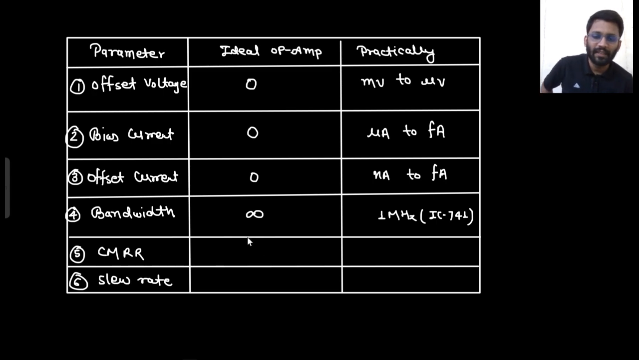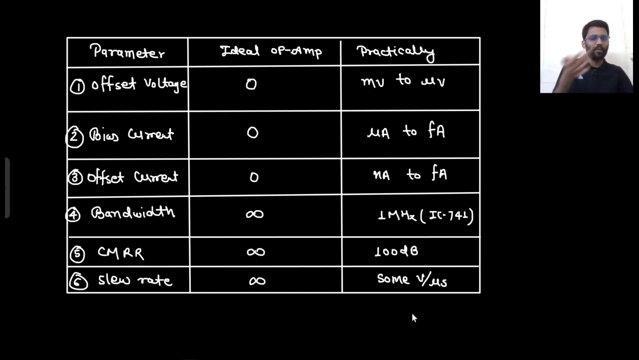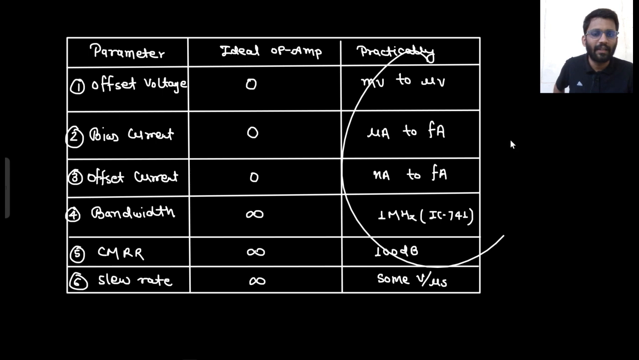Okay, and CMRR should be infinity, right? Common mode gain should be 0, but typically it is in some 100 dB, near to some 100 dB. Typically this is the range. Slew rate, it should be infinity. In no time the OpAmp should get any output voltage, but typically it is in some range of some volt per microsecond. 0.5, 1, 2, 3, 4, 5 volt per microsecond, 0.5 volt per microsecond. So some volt per microsecond. So these are the practical values.